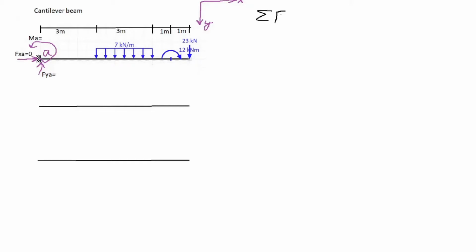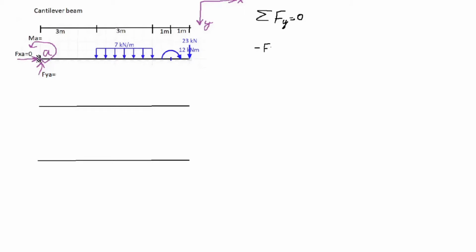We'll use the sum of forces in the y direction, or in other words, in the vertical direction. And this has to be equal to 0, because otherwise, if the sum of forces in the y direction would not be equal to 0, this beam would be moving in the vertical direction. And in a stable structure, we don't want that. So let's just add up all the vertical forces.